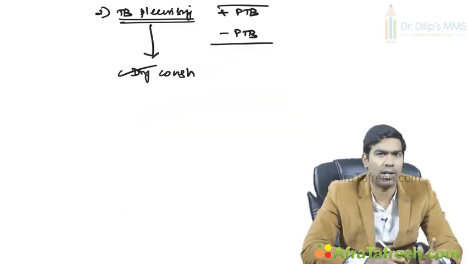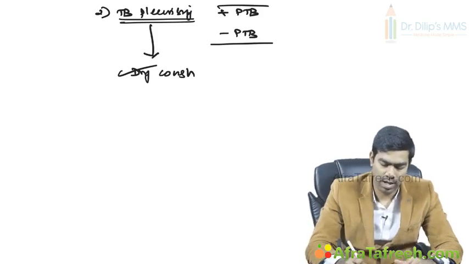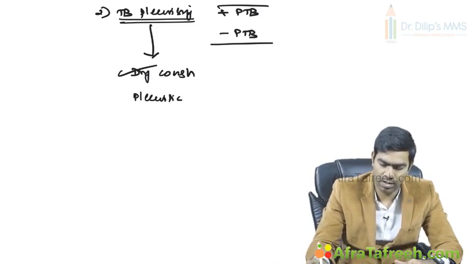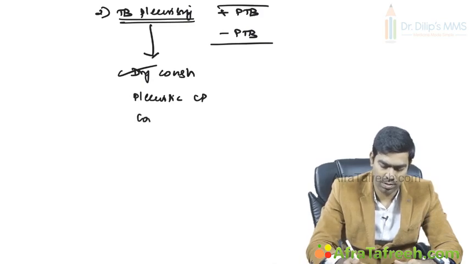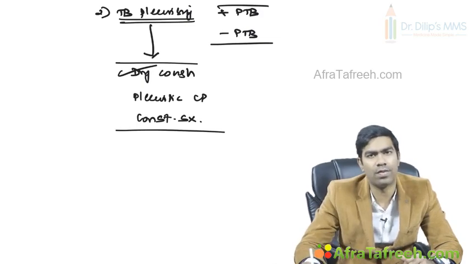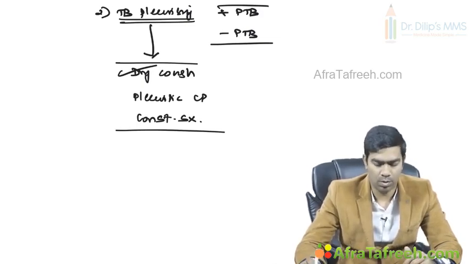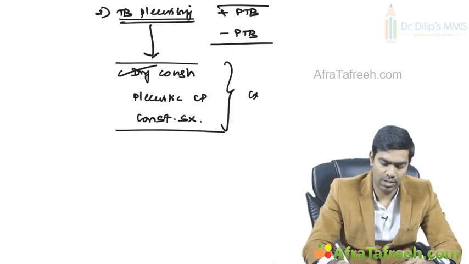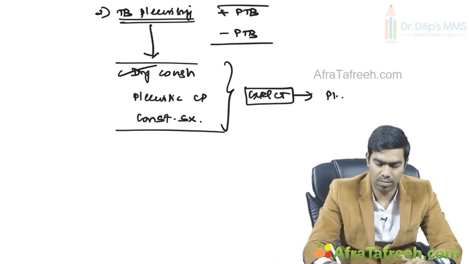Sometimes they can come with intractable dry cough also. And they will have pleuritic type of chest pain. Along with that, they are going to have the constitutional symptoms. So these are the usual features of a TB pleurisy. When you examine and do a chest X-ray or a CT and see the imaging, you are going to get pleural effusion in the involved area.